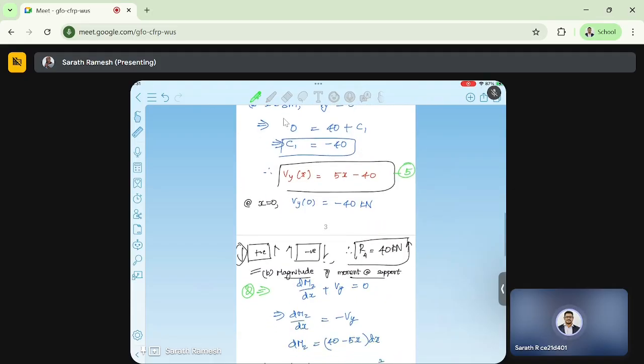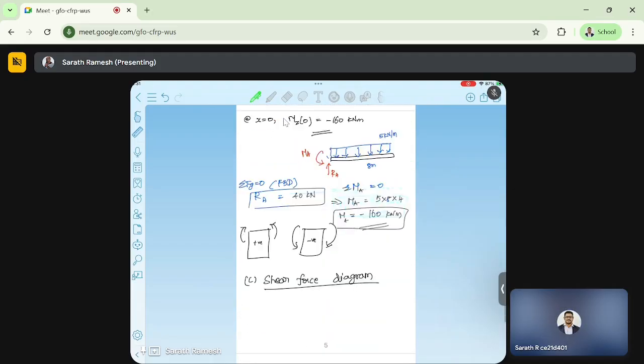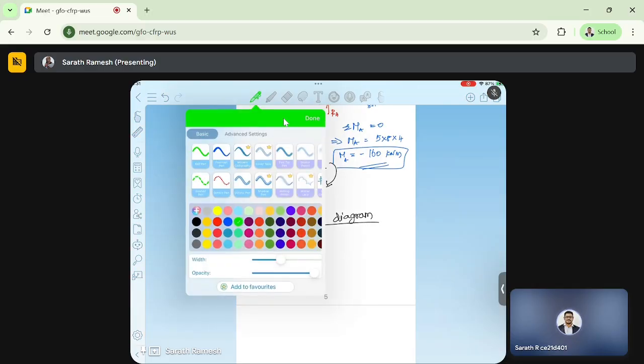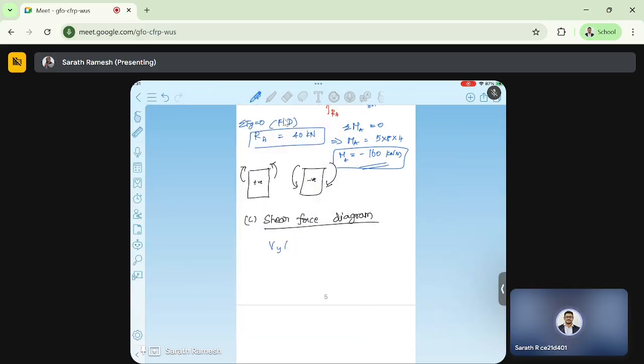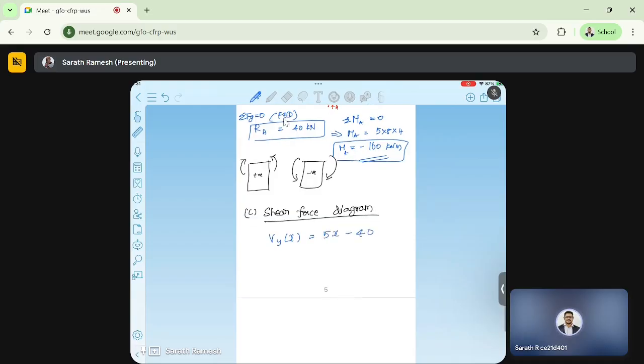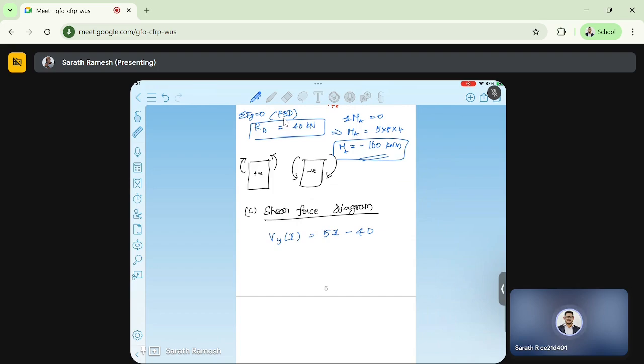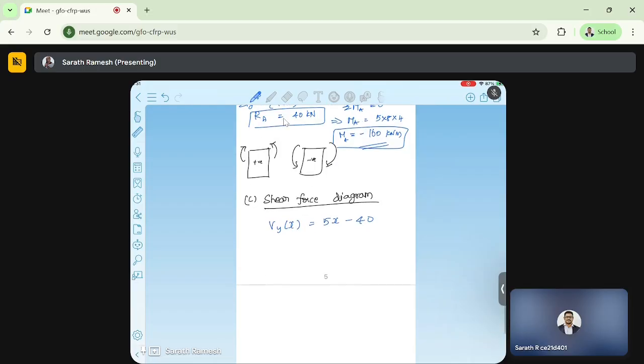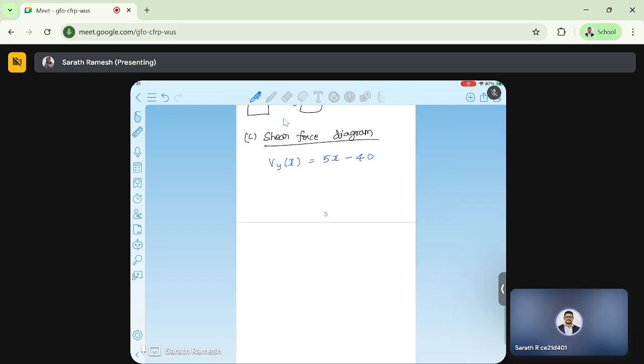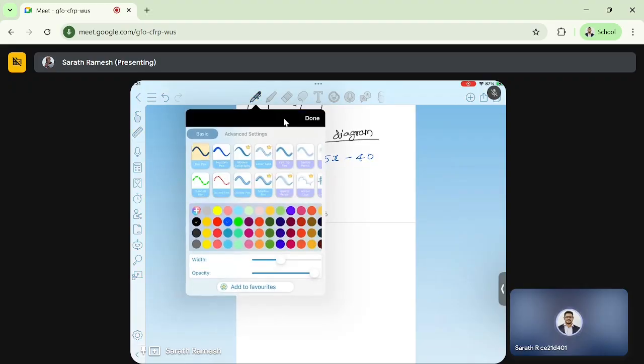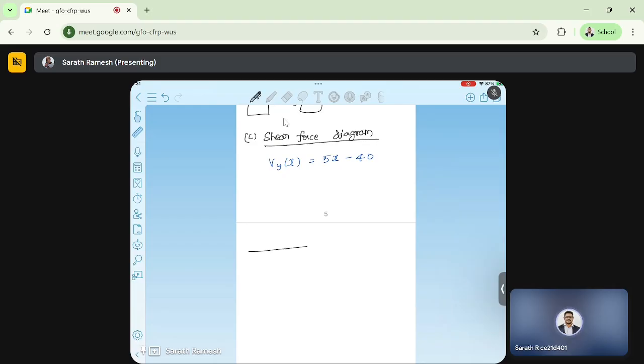In equation number 5, we have 5x minus 40, so it's a linear diagram. Vy of x equals 5x minus 40. When we plot this, we are going to get a linear curve, a straight line, a first order curve. I think we can easily plot it. Let me draw the beam first so that I can draw it just below it.